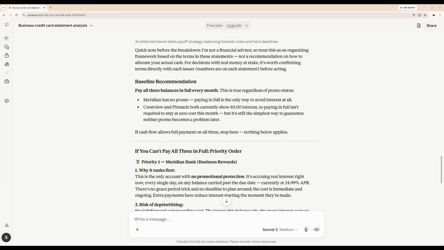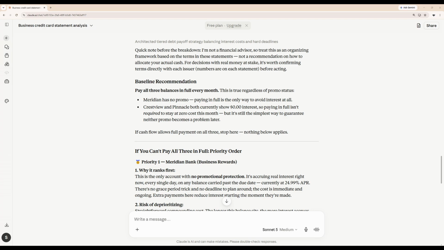Before we walk through the results, Claude flagged something right at the top, and I want to call it out. It identified itself as not a financial advisor and told you to treat this as an organizing framework, not a recommendation on how to allocate your cash. That's exactly right. We'll come back to that at the end of the episode. For now, that's the tool doing its job.